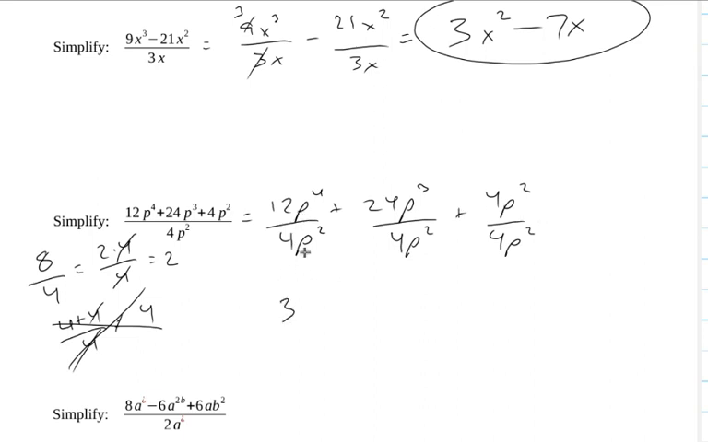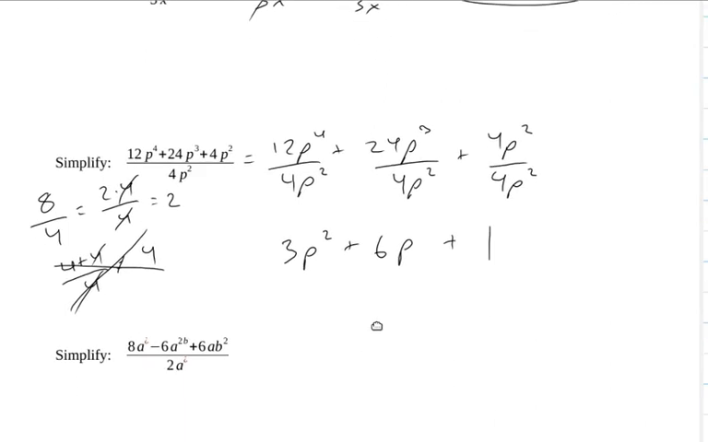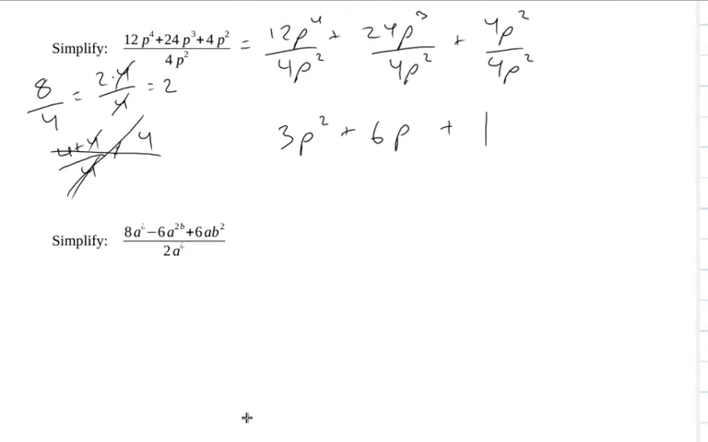This first one, 12 over 4 is 3. P to the 4th over p squared is p squared, since 4 minus 2 is 2. 24 over 4 is 6, and p cubed over p squared, 3 minus 2 is 1, so we just get 6p. And here, 4 over 4 is 1. P squared over p squared, those entirely cancel. But remember, when we're canceling using division and multiplication, when you say they entirely cancel, really there's a 1 left over.